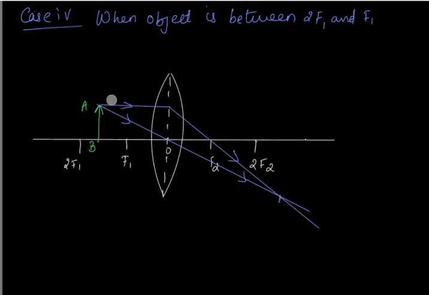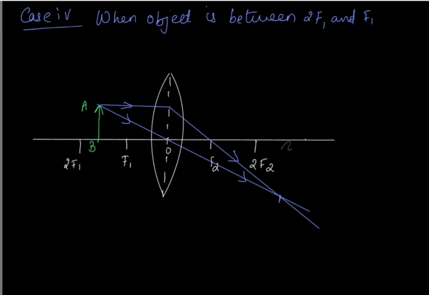The second ray is the parallel ray, parallel to the principal axis. After refraction, the ray goes through the focus. So here the two refracted rays will meet at this particular point where we get the image. Now you can see that this point is beyond 2f2. So we are getting the image beyond 2f2 if we place the object between 2f1 and f1. Okay, now we will draw the image.